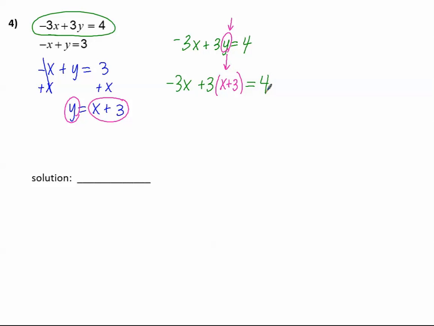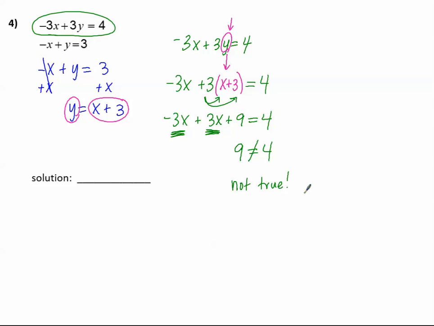And now we can solve this equation that only has x in it. So first, I need to distribute the positive 3. Negative 3x plus 3x plus 9 equals 4. Combine like terms, and I have no more x's, so 9 equals 4. But that's not a true statement. 9 does not equal 4.